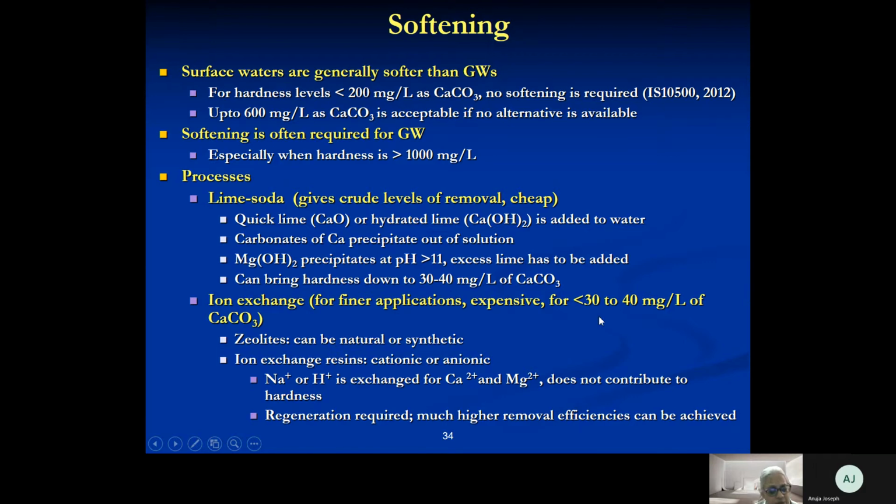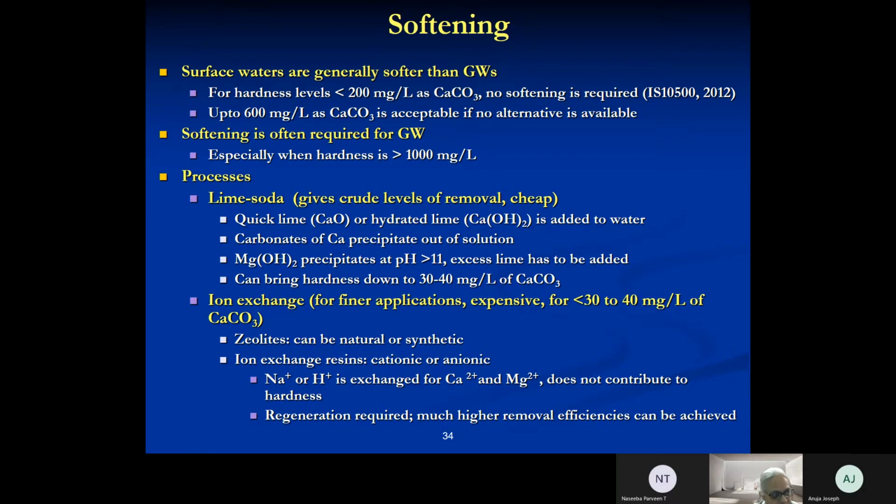In ion exchange, you can go further down. Let's say you want to go to practically zero. Okay, so if you want to go down to that level, you cannot do it with lime and soda. You have to rely on ion exchange. So let's take lime and soda. Let's take that first. What you can do is you can add quicklime. Quicklime is CaO, calcium oxide, or hydrated lime.